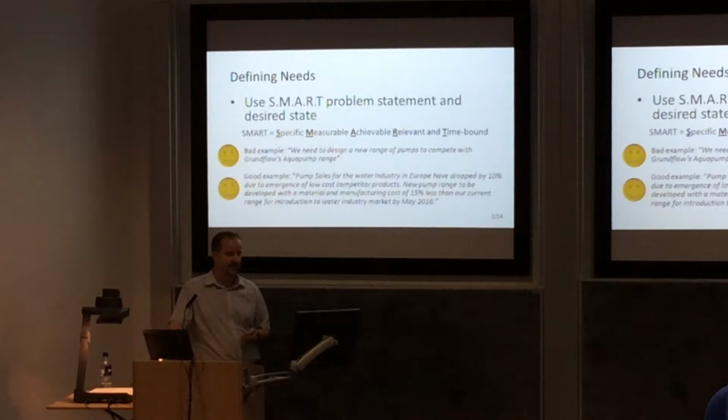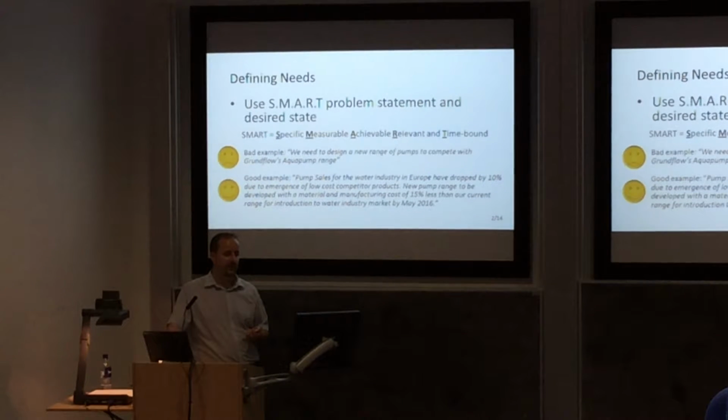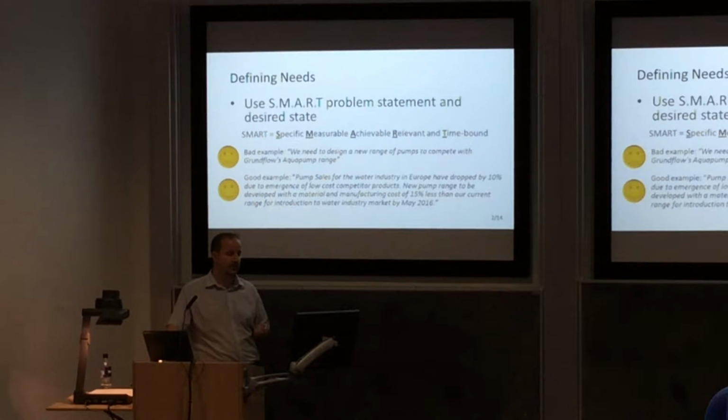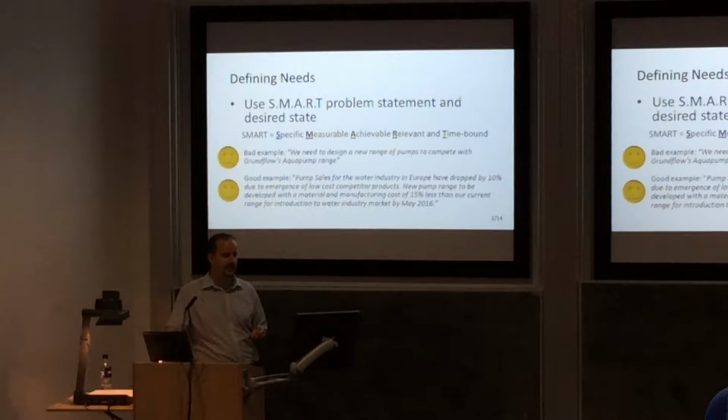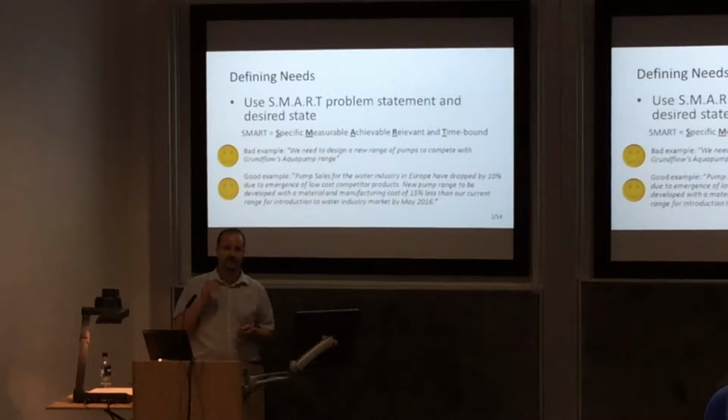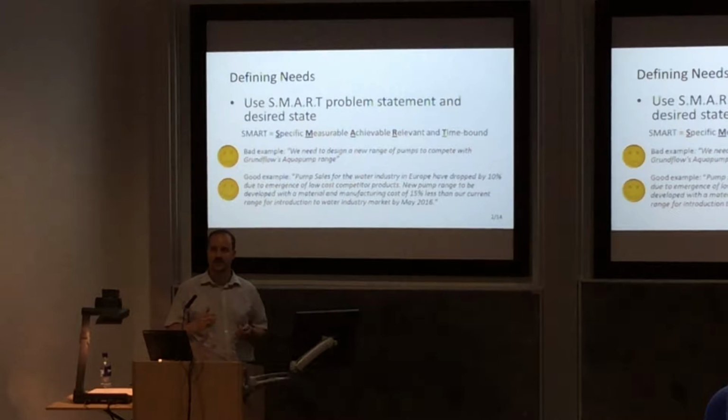A good example would be: pump sales for the water industry in Europe have dropped by 10%, and this is due to the emergence of new low-cost competitor products. Therefore, a new pump range should be developed with the material and manufacturing cost 15% less than our current range, and the plan is to introduce that in the water industry by May 2016. A lot of words there, I realise that. It's not snappy, it doesn't roll off the tongue, but it is a fully defined, smart problem statement and desired state.